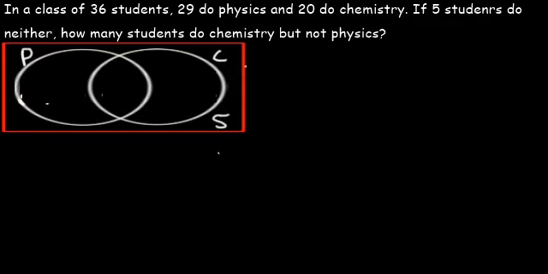Okay, now for those that do physics, they said it is 29 students. So we have 29 to be written over here, and they said 20 students do chemistry, so we have 20. Now the universal set is equal to 36 because we have 36 students in total. So U equals 36. Now we are not given the value of those that do both physics and chemistry, so let's denote that with x.